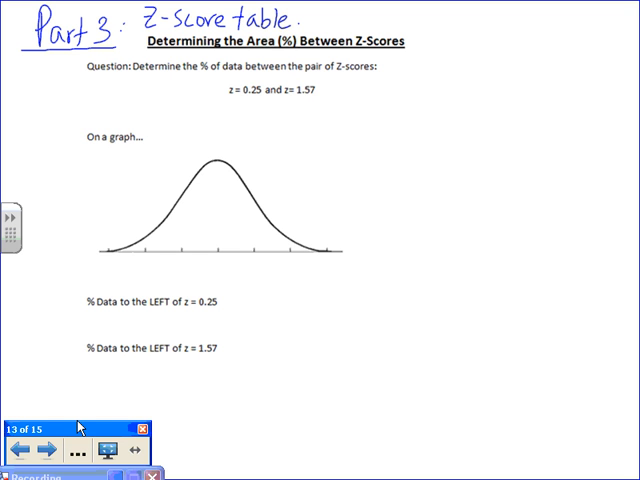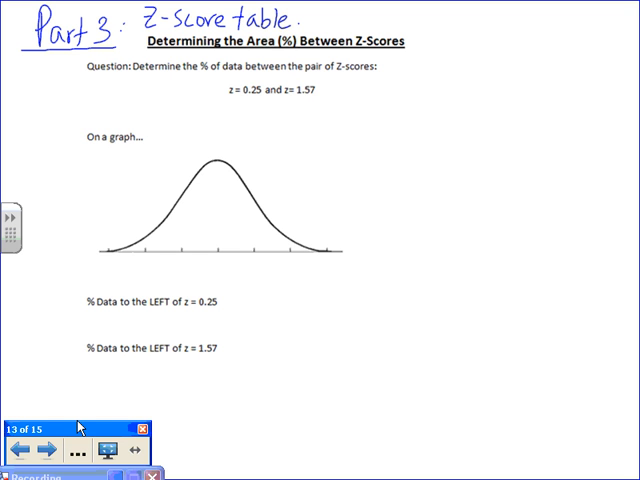We're going to look at 2 different topics in this last lesson, and the first topic is how to determine the area between 2 z-scores. Up to now we've looked at how to figure out, if we know a z-score, the area to the left of that z-score. We can also find the area to the right if we say 100% minus the area to the left. But now we're going to find out how to figure out, if we have 2 z-scores, what percentage of the data falls in between the 2 z-scores. So let's go ahead and do this example.